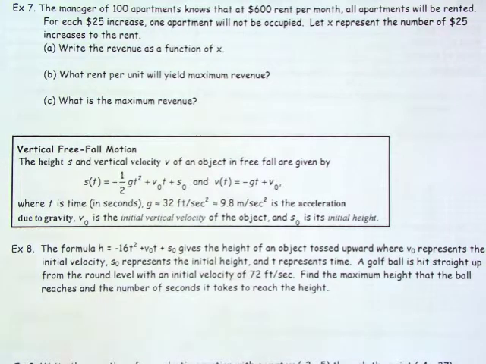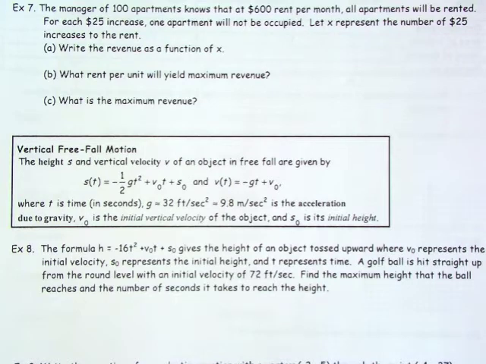One less person would be interested in actually renting that particular apartment. And so they tell us, let X represent the number of $25 increases to the rent, and we want to figure out an equation that tells us the revenue. The idea is sometimes it's okay to have a couple empty apartments. We might still make more money by increasing our rent, even though we might have some apartments that are empty.